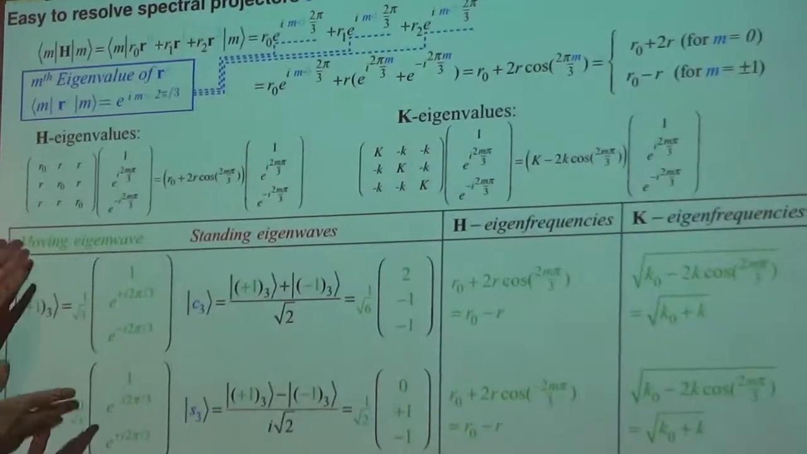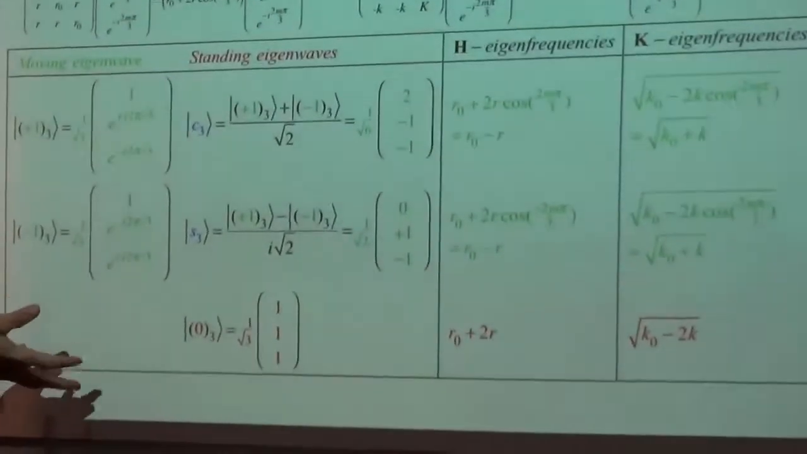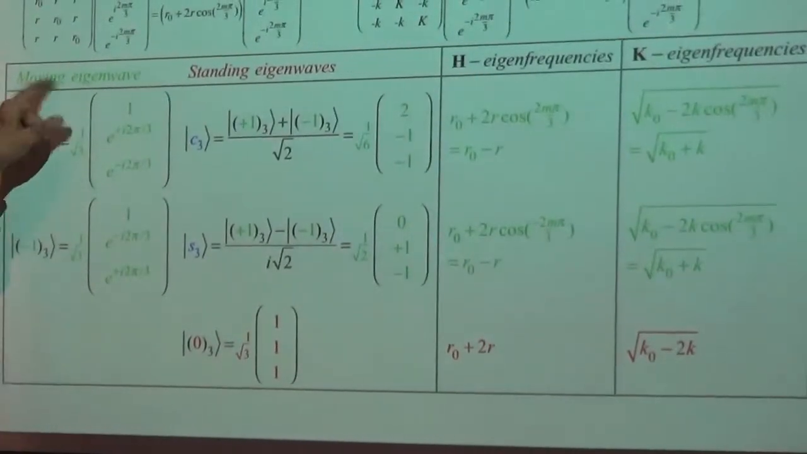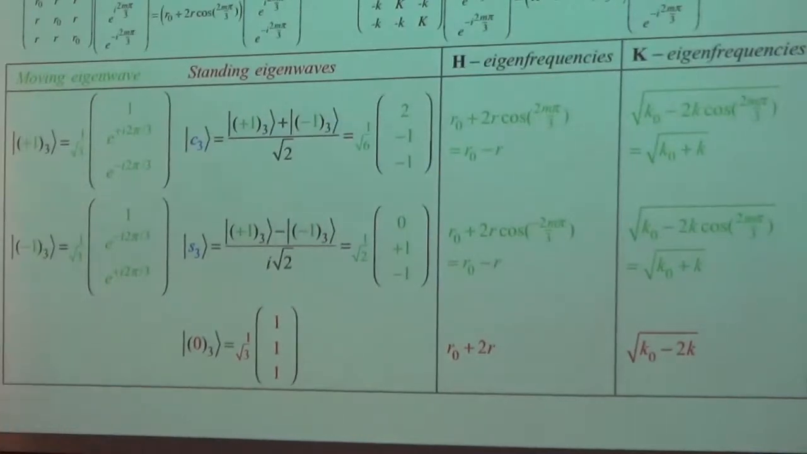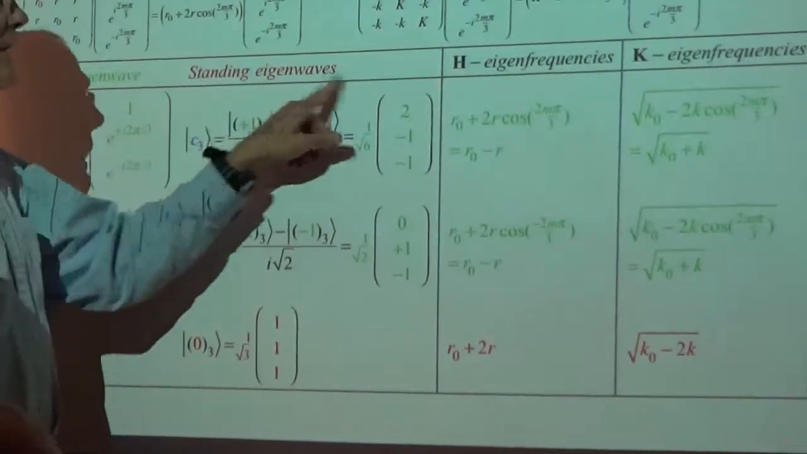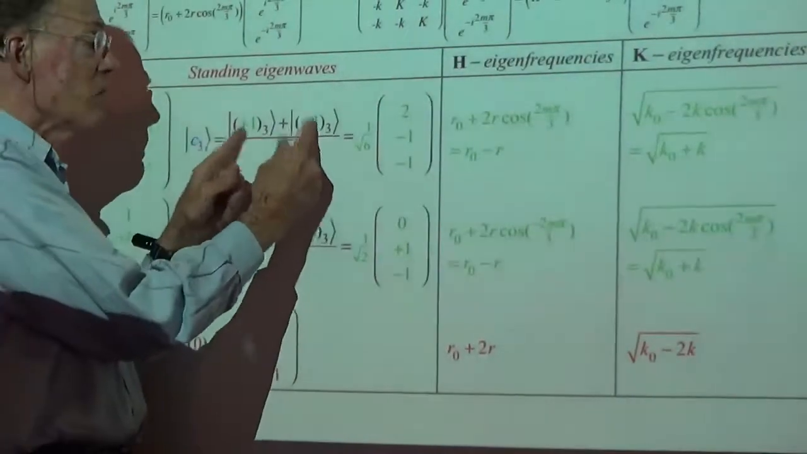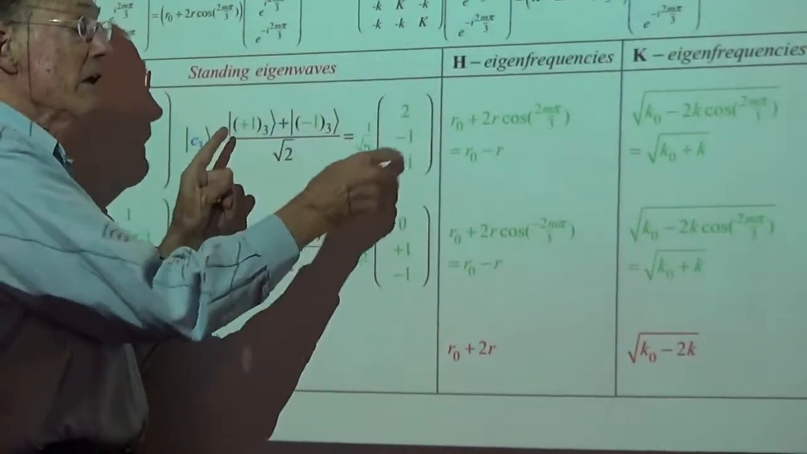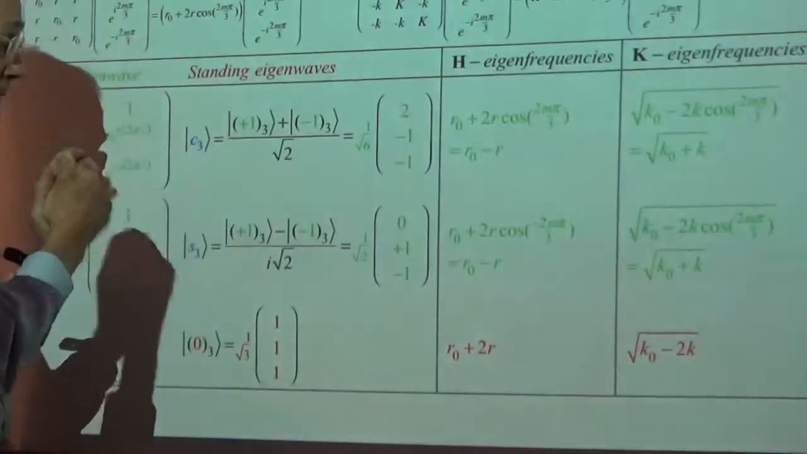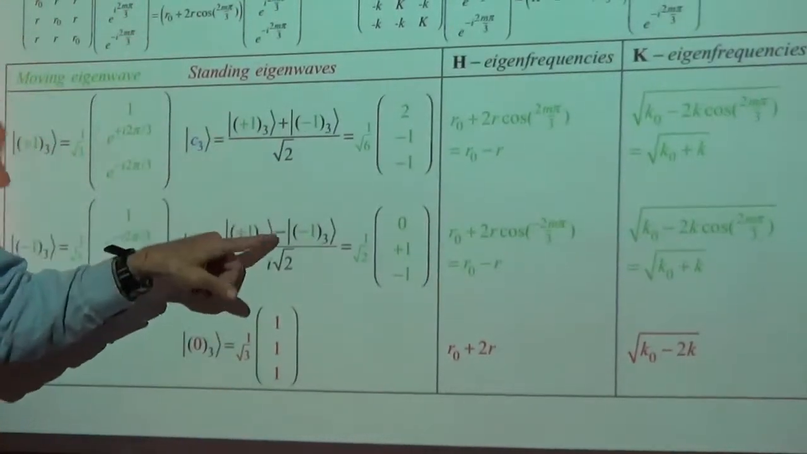So here are the moving eigenwaves. That's what these are. They're complex and they move. They're C-type waves. I've colored them green to indicate that way. These have a stoplight on them. Whenever I mix two guys with the opposite magnetic quantum numbers equally, I will get a standing wave. And here's a symmetric and an anti-symmetric combination.